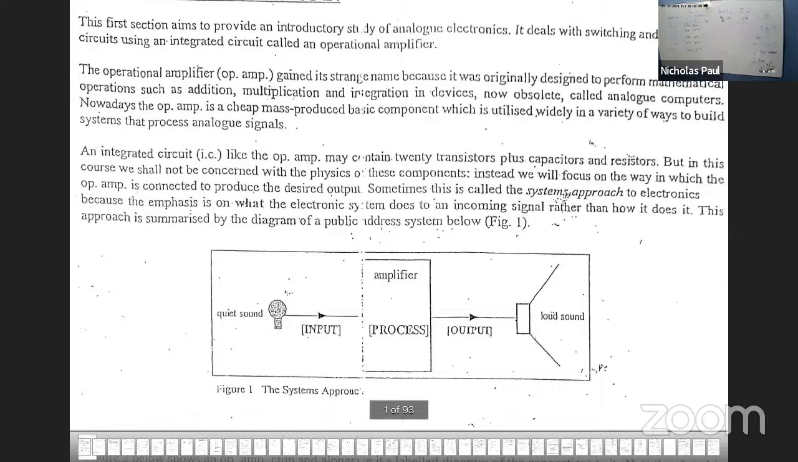But in this course, we shall not be concerned with the physics of these components. Instead, we will focus on the way in which the op-amp is connected to produce the desired output. Sometimes it is called the systems approach to electronics, because the emphasis is on what the electronic system does to an incoming signal rather than how it does it. This approach is summarized right down here.